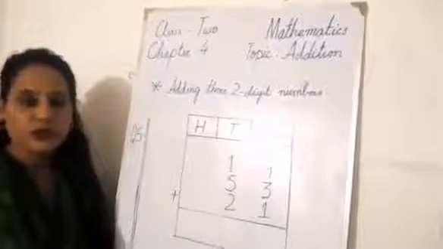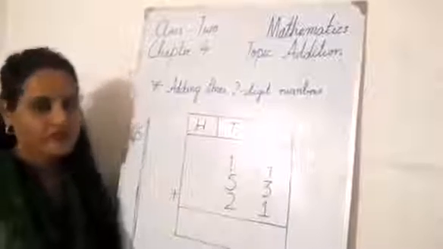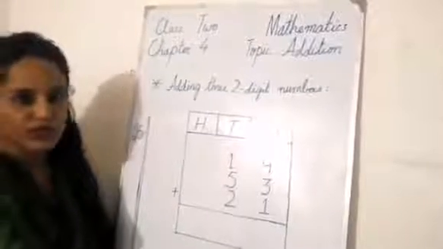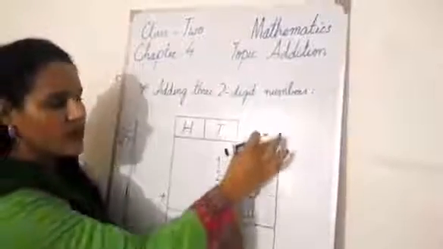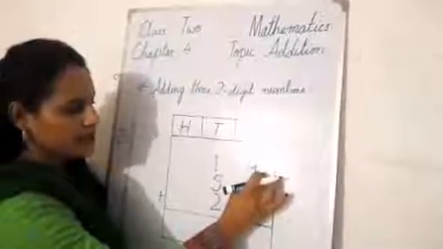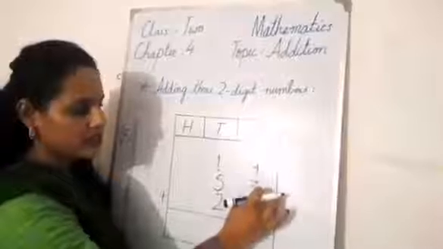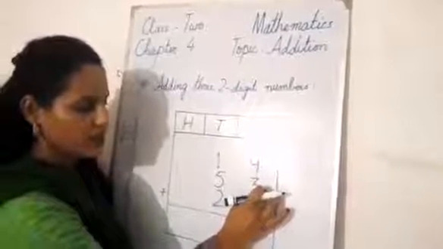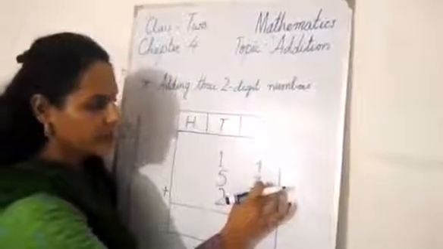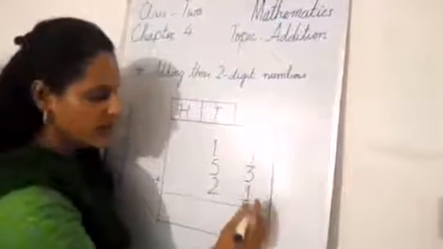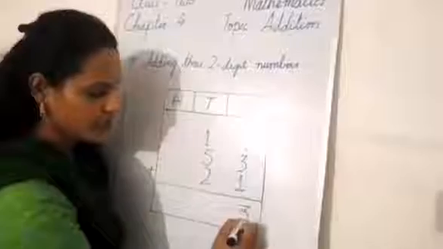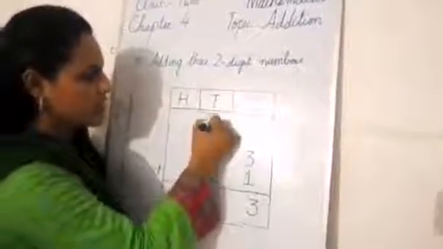Now we will do question number 5 from page number 41. Let's start question number 5. We will add ones. 9 add 9 plus 3. Answer will be 12 and then we will add 12 plus 1. Then answer will be 13. We will write 3 here and 1 will carry over here.